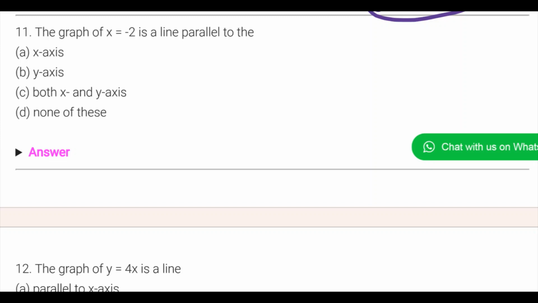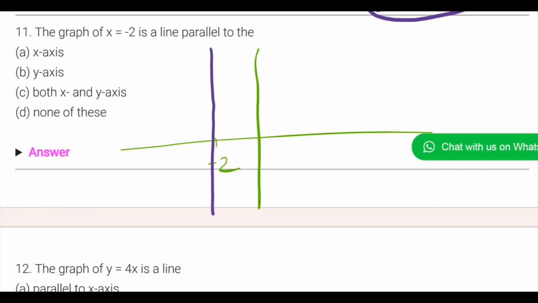The graph of x equals minus 2 is a line parallel to the... So x equals minus 2. This is minus 2. The graph will be a straight line, a vertical line, just parallel to the y-axis.